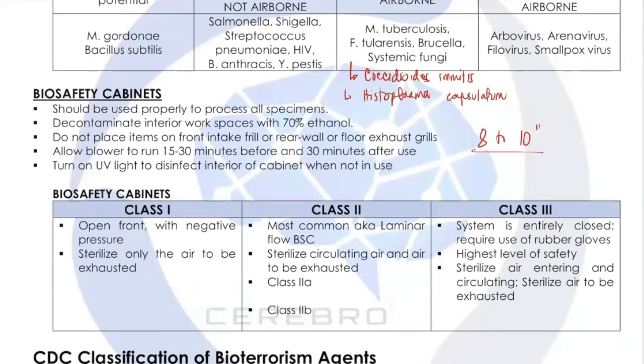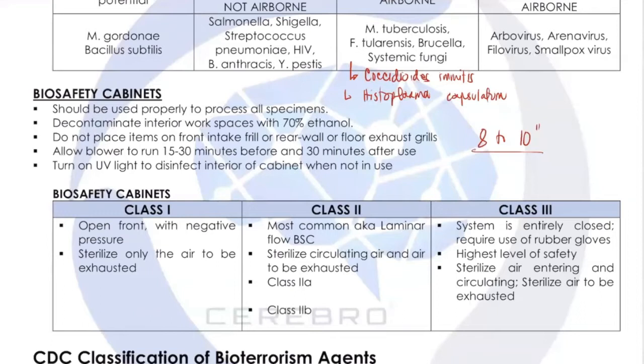Now, yung ating class 2 biosafety cabinets, this is the most common na ginagamit na biosafety cabinet and is also known as the laminar flow biosafety cabinet. So this type of biosafety cabinet is sterilizing the circulating air and the air to be exhausted. Okay? So pag class 1, sinisterilize niya lang yung lumalabas, kaya 1. Yung lumalabas lang na air, yung sinisterilize niya. Yung class 2, sinisterilize niya yung nagsi-circulate tsaka yung lumalabas na air. Yan yung palatandaan ko eh. Kaya 2, dalawa. Dalawang uri ng air yung sinisterilize niya. Yung nagsi-circulate tsaka yung lumalabas.